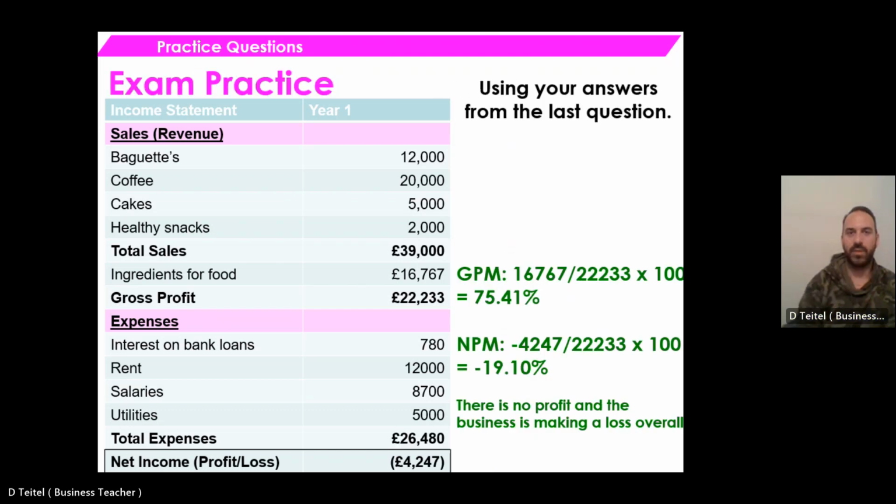Okay. So using answers from the last question, this was your margin. We've got 16,767 divided by 22,233 times 100. So that is 75.41%, our gross profit margin. And the net profit margin, as you can see in the equation there, was negative 19.1%. There's no profit and the business is making a loss overall.